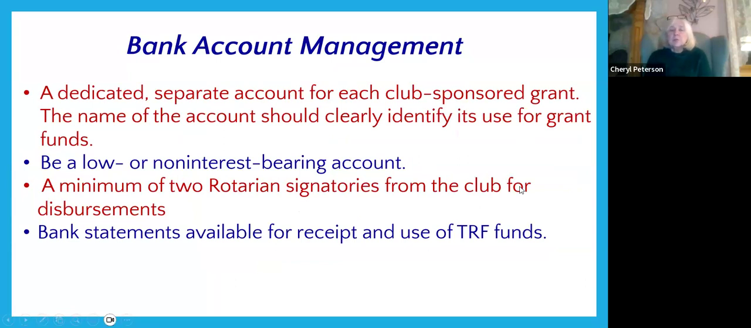There's a little difference between a dedicated separate account for district grants than it is for global grants. But for global grants, it is required that you have a dedicated separate account if you are going to be receiving global grant funds. And then you can see the remainder of those things, most of those other bullets we have talked about. But it's important that if you're going to be receiving the global grant funds from the Rotary Foundation, you need to have a dedicated separate account. Connie, please.